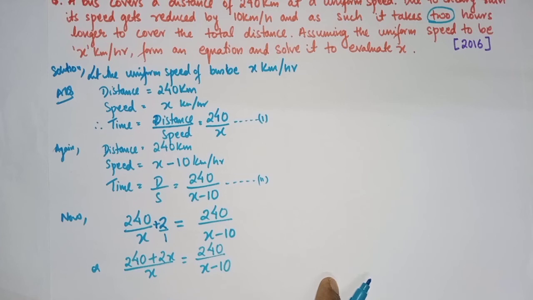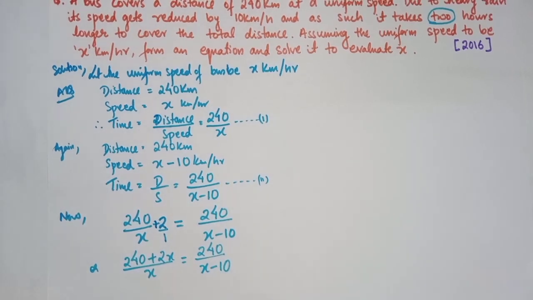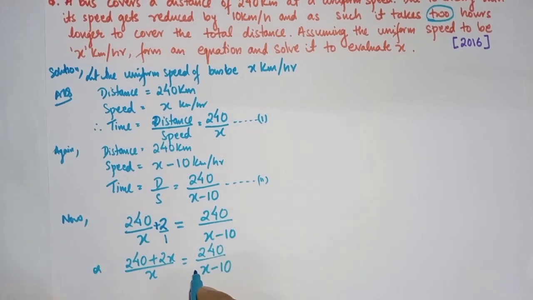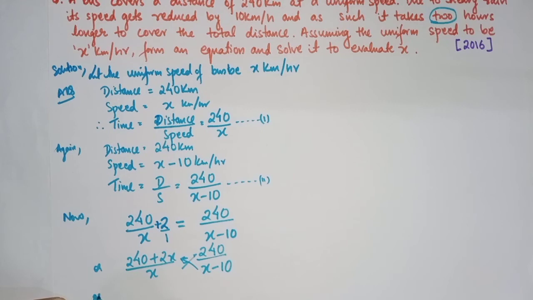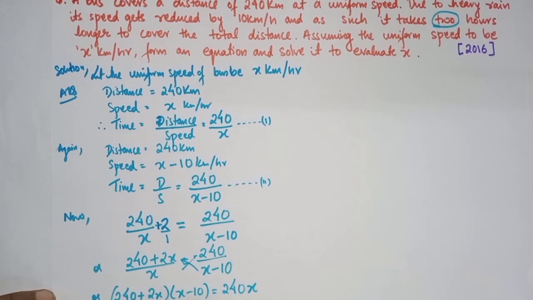Now what do I have to do? I have to do cross multiplication. So this will come this side and this will go this side. So it will be 240 plus 2x, times x minus 10, equals 240, and this x will go this side, so 240x. Now we have to do this multiplication.